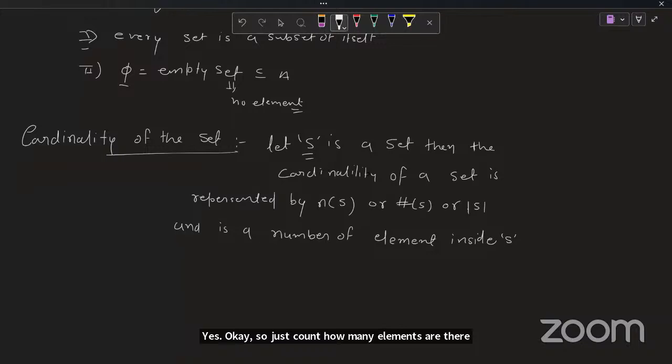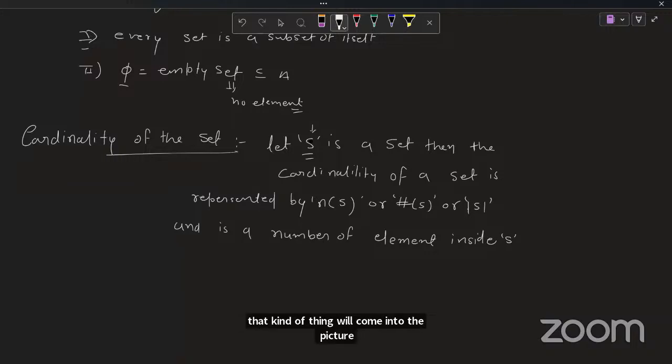Okay, easy. Okay, this is the representation. So there is a possibility that this S has infinitely many elements. Then we will say the cardinality of S is infinite. Sometimes we will say countable, uncountable, that kind of thing will come into the picture. We will discuss that later.